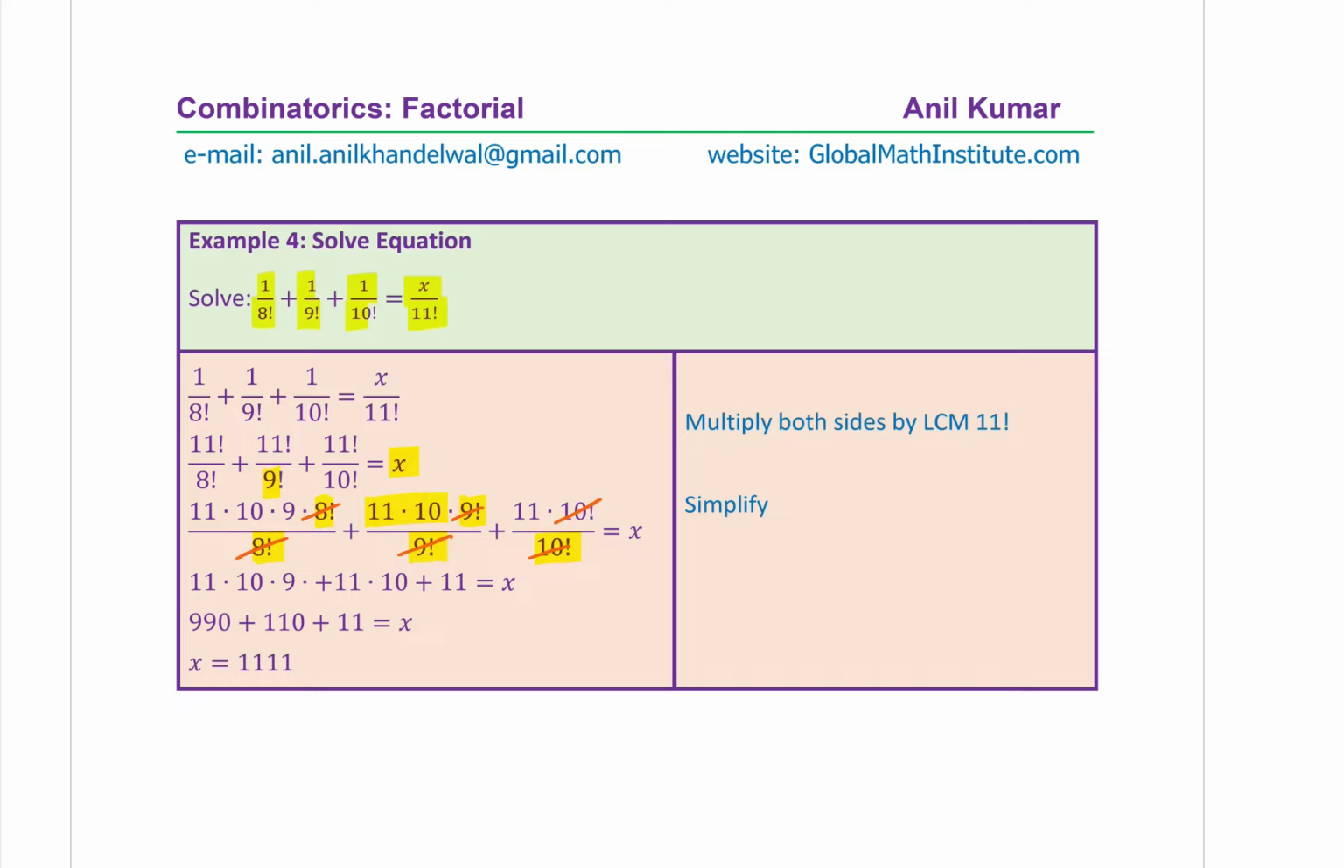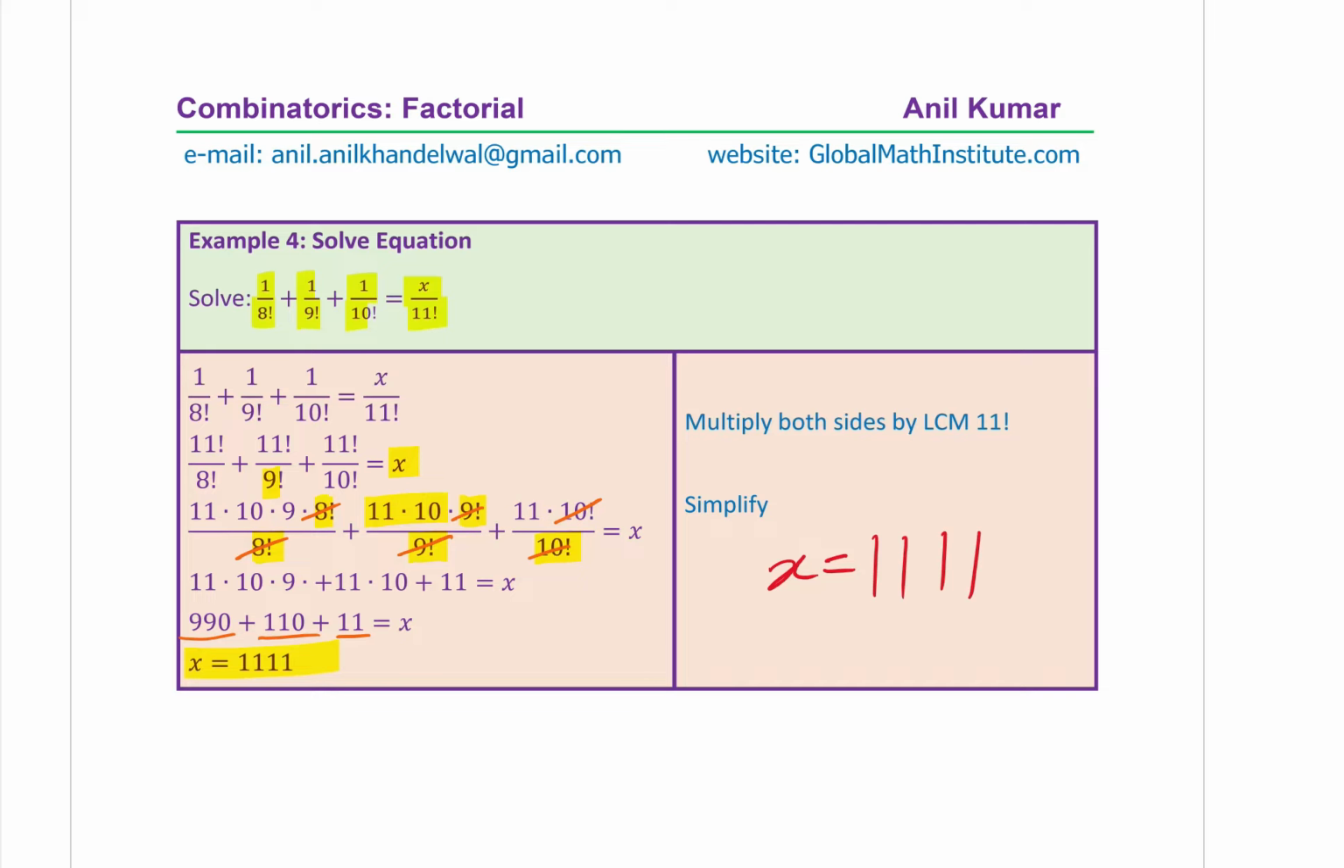11 times 10 times 9 gives you 990. 11 times 10 is 110 and then you have the number 11. When you add them up, what do you get? You get a very beautiful number, 1111, and that is the value of x. Correct? So in this particular example, what do we get? We get x is equal to 1111.